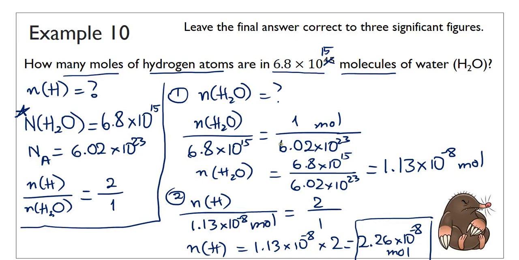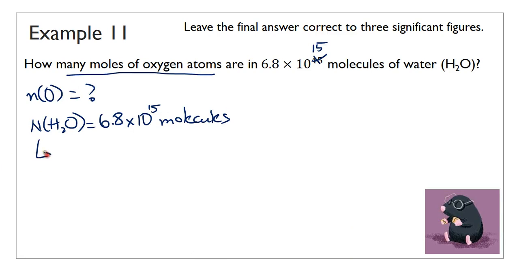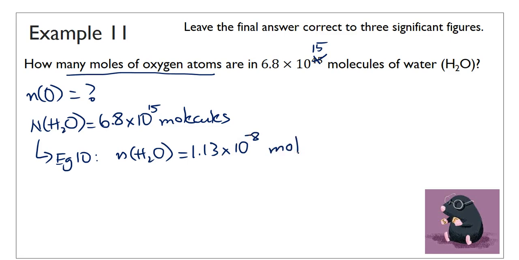So I'm going to use the answer here. From example 10, I already know the number of mole of water. I know that the number of mole of water is 1.13 times 10 to the negative 8 mole. So you need to go from the number of mole of water to the number of mole of oxygen. So we go number of mole of oxygen over number of mole of H2O.